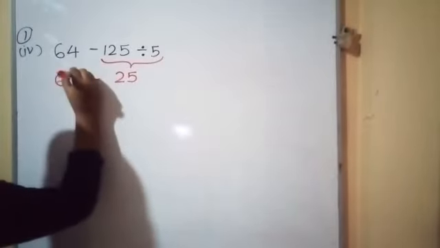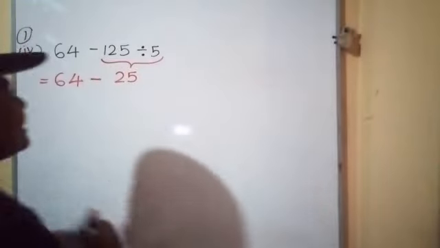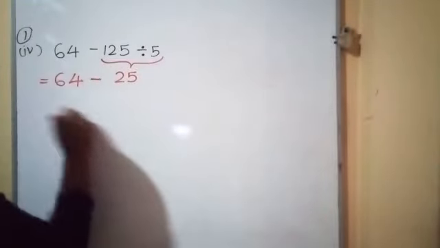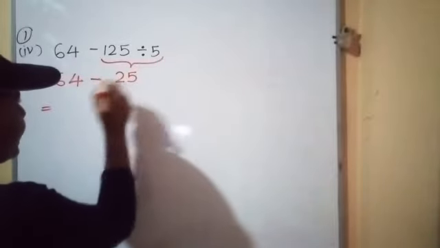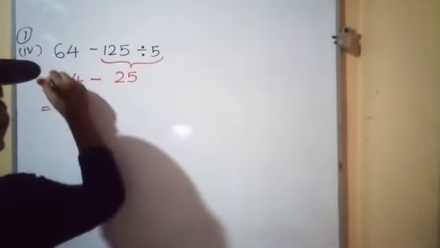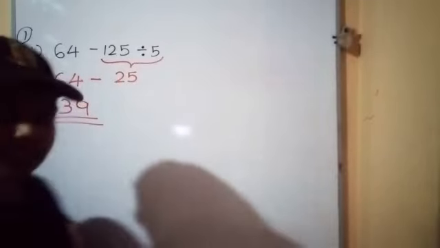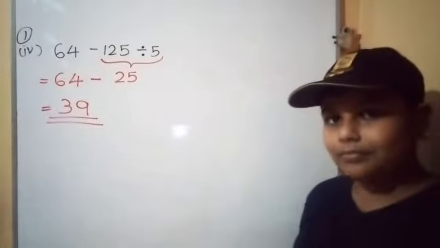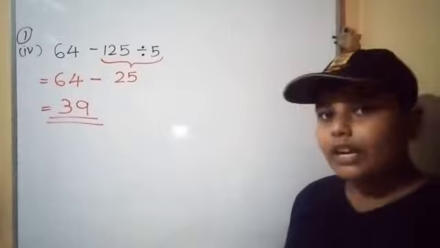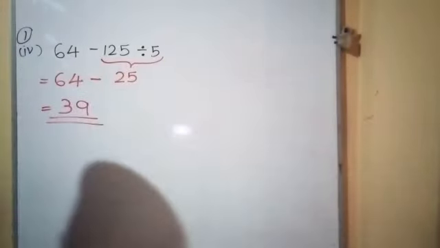Now 25 subtract from 64. Let's subtract. Now what is the answer? 14, 5, 9. And there remain 5. 5 subtract 2 is 3. 39. 39 is the answer. Very easily find that. Keep BODMAS in mind, right?